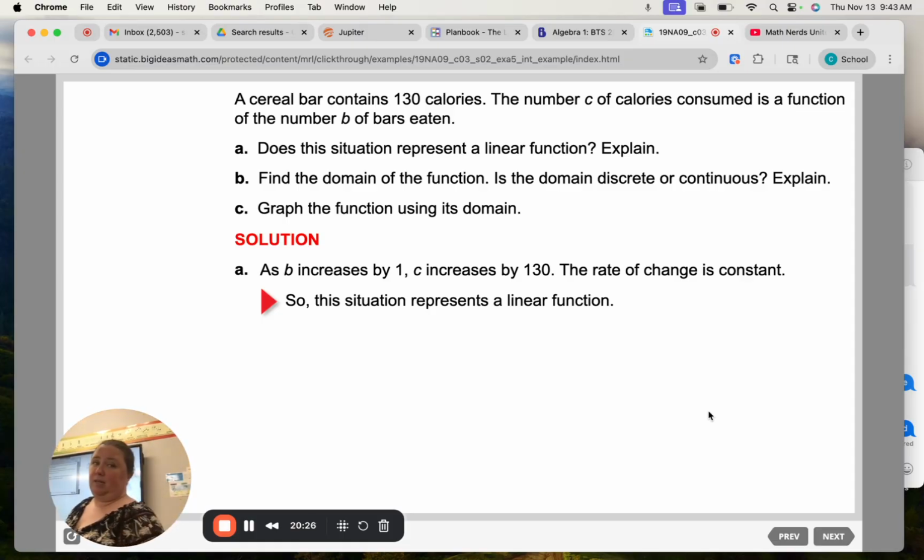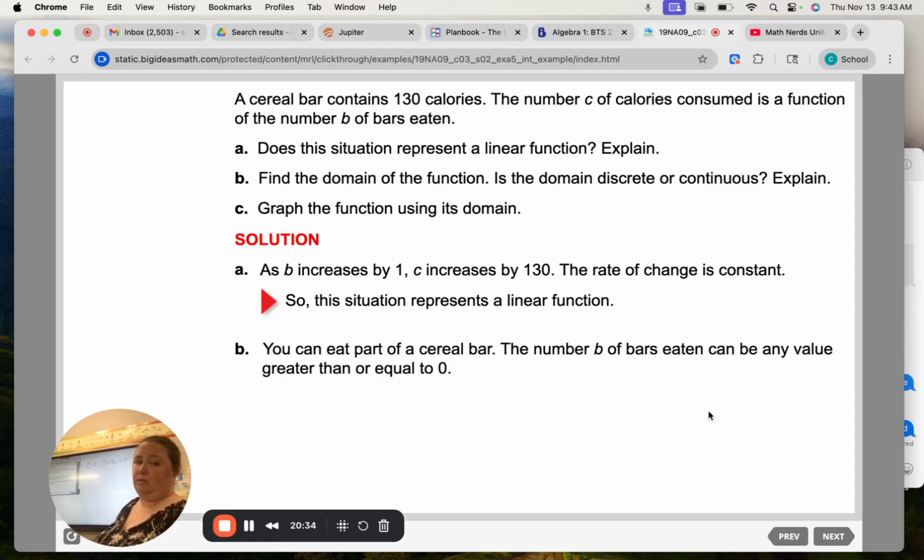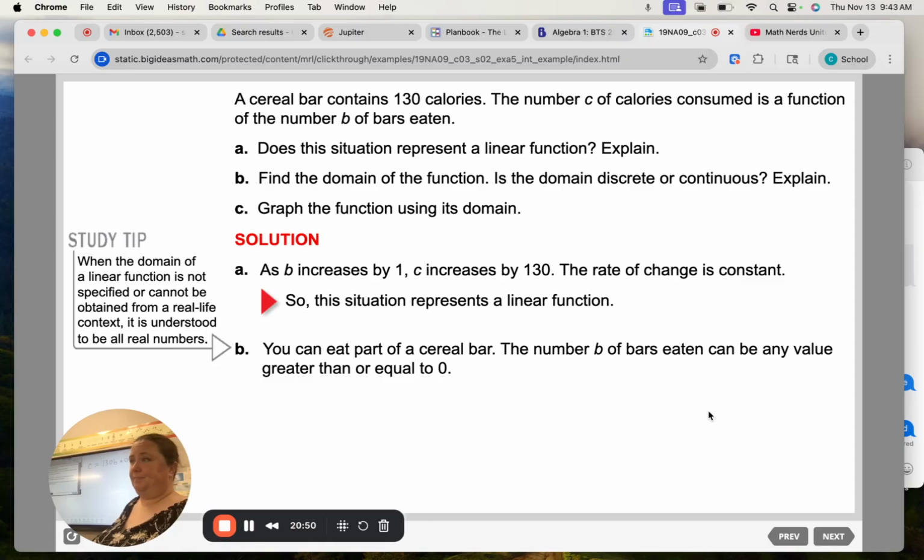The domain would be, you're going to have a range of any value greater than or equal to 0, because I could choose not to eat any cereal bars and not eat any calories. Otherwise, it's everything higher than 0. So what's a way you could write that?